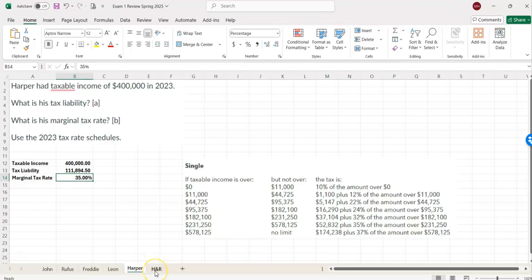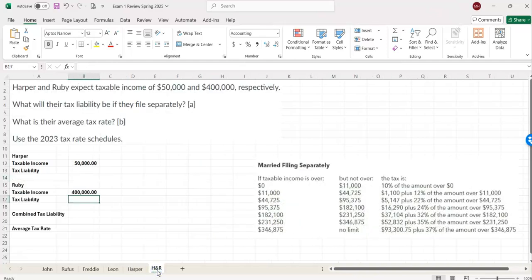So that's it for single filing. If you were married filing jointly, you would do the same process. You would just add the two incomes together and use the married filing jointly tax rate schedule. So next we have married filing separately.